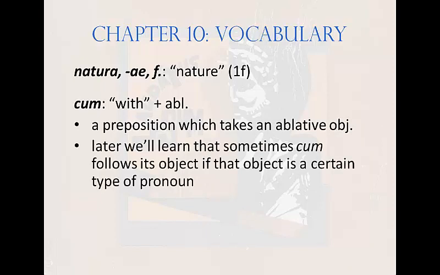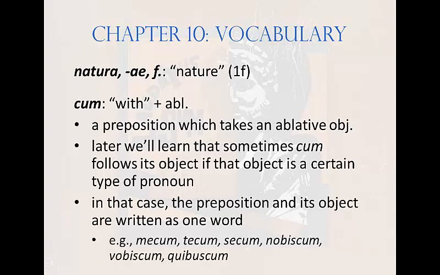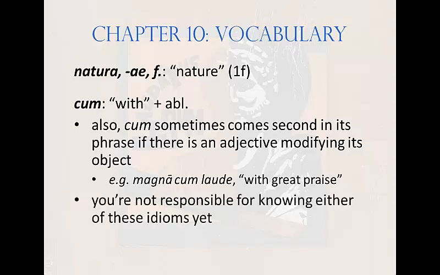We'll later learn that when the object of cum is a certain type of pronoun, cum follows that object. In that case, cum and its object are written as one word. For example, mecum, with me, tecum, with you, also secum, nobiscum, vobiscum, and quibuscum. Cum can also come second in its phrase when there is an adjective modifying its object. For example, magna cum laude, with great praise, the way I hope you will graduate. You are not responsible for knowing either of these idioms yet.